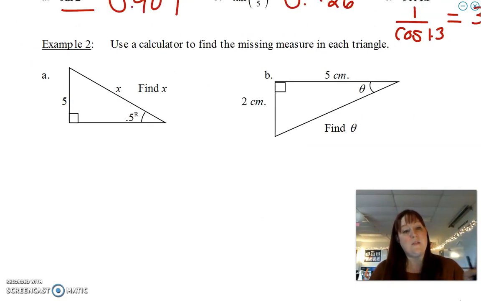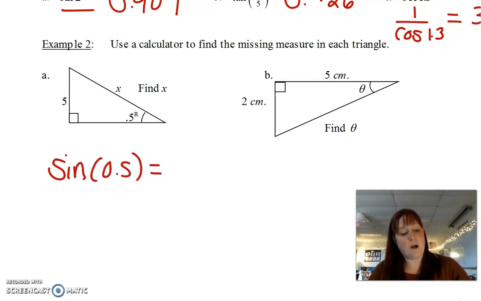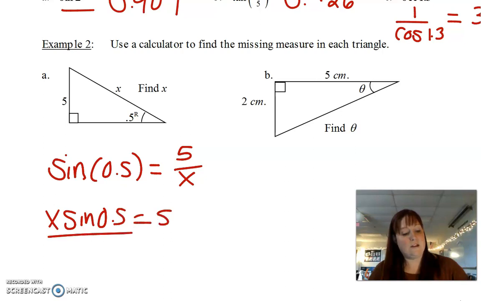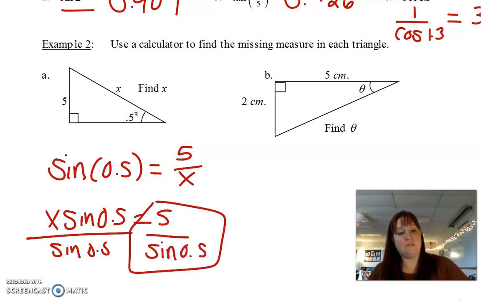Okay. Last but not least, we have these. We want to find the missing angle, find x. So I know that sine of this angle, which is 0.5, equals opposite over hypotenuse. So then I have x sine of 0.5 equals 5, and I divide both sides by sine of 0.5. And so then in your calculator, you just do 5 divided by sine of 0.5, and you get your answer.